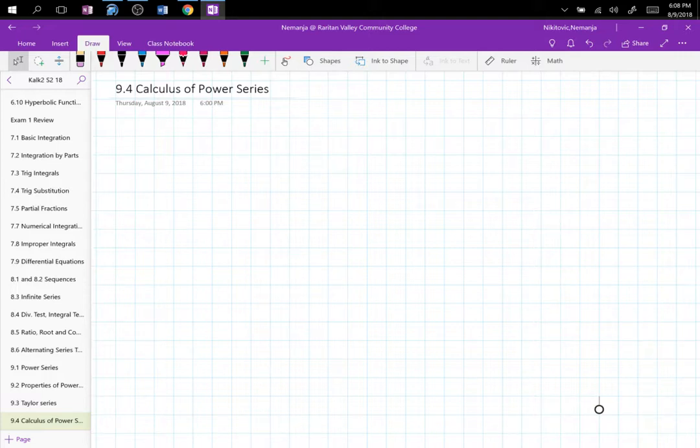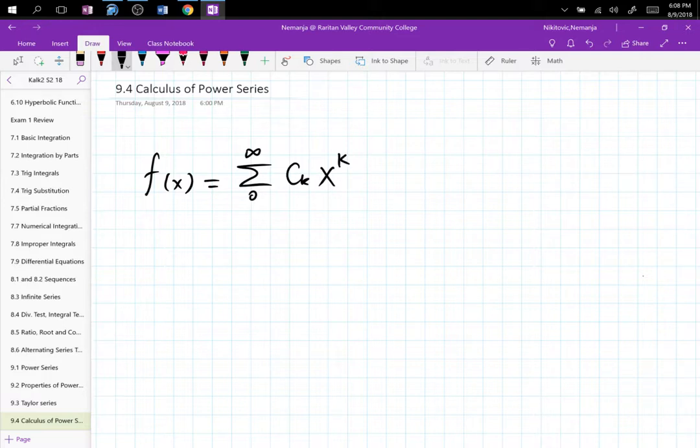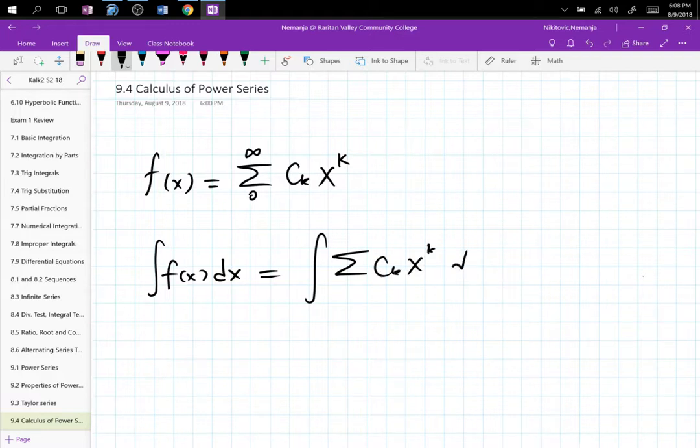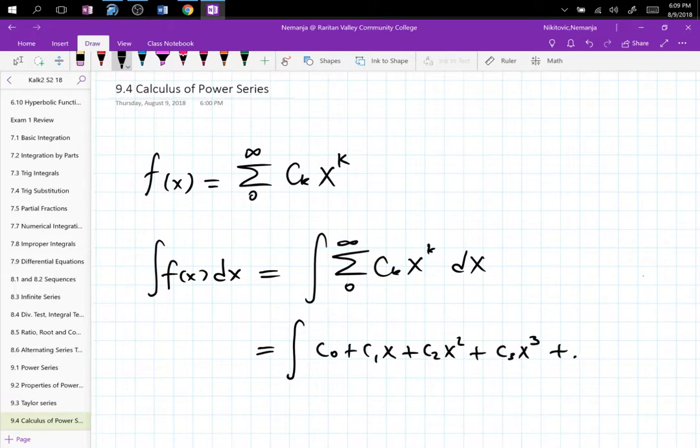So what I have here is we say that the function f of x will be equal to the sum from 0 to infinity of ck x to the k, right? And then if I am integrating f of x dx, I will actually be integrating the sum of ck x to the k dx. And we know that we are dealing with a polynomial. So essentially what I'm doing is I am integrating or differentiating, whatever it is, c0 plus c1x plus c2x squared plus c3x cubed plus dot dot dot times dx at the end.